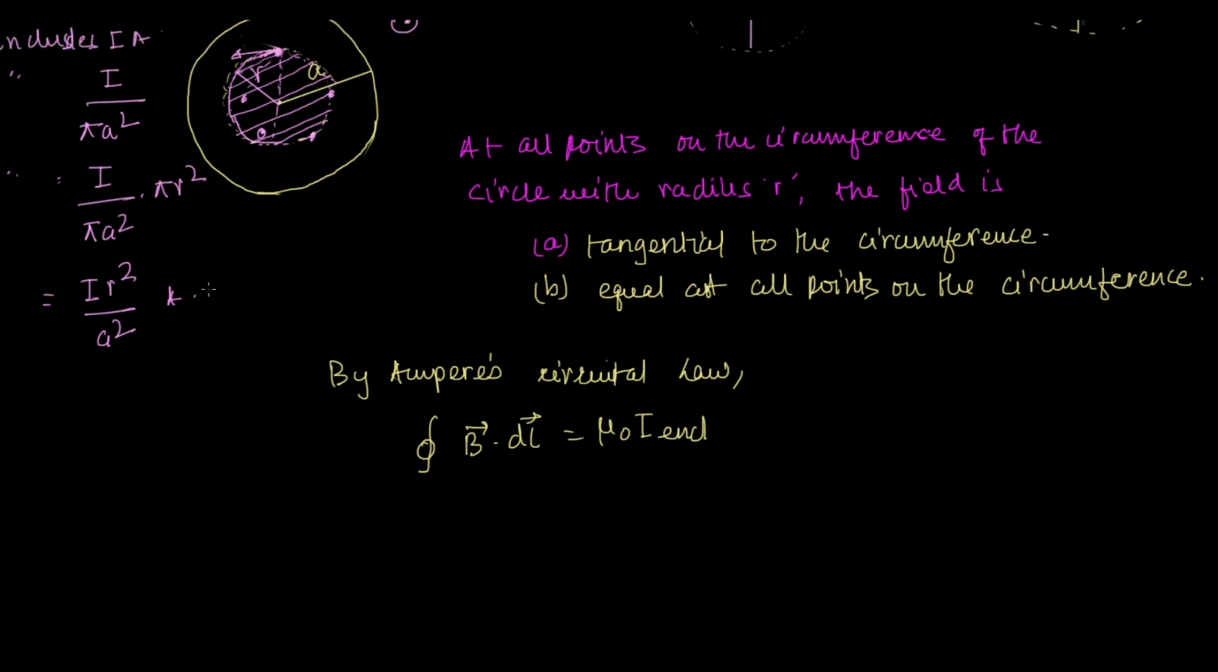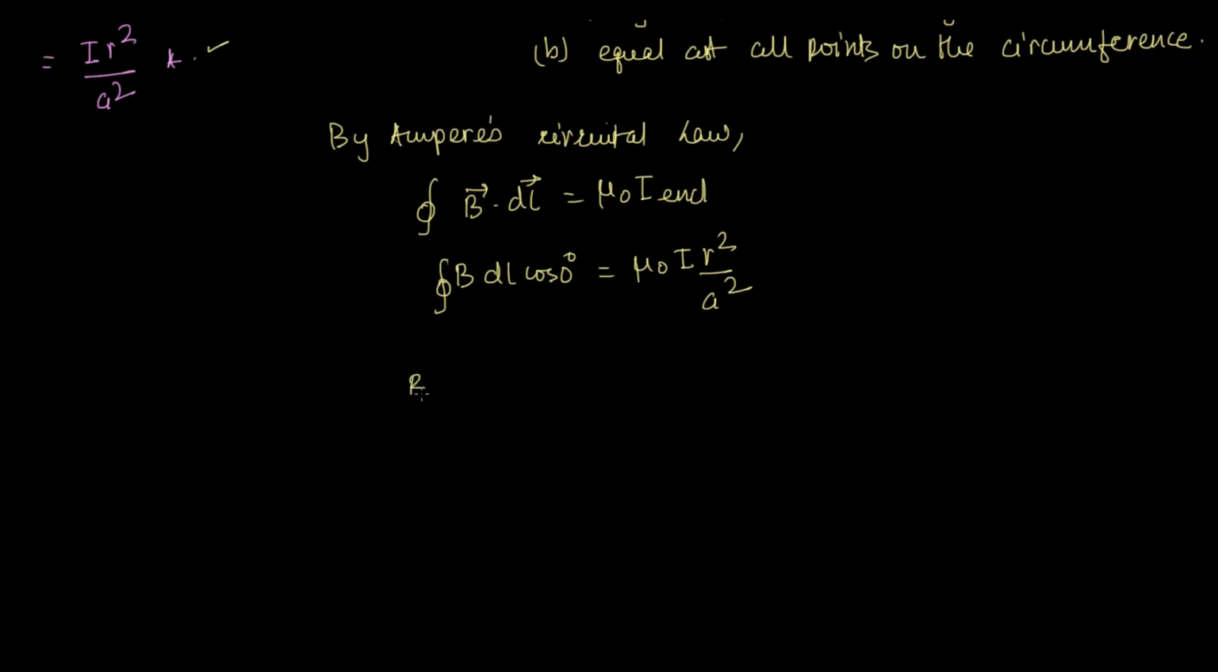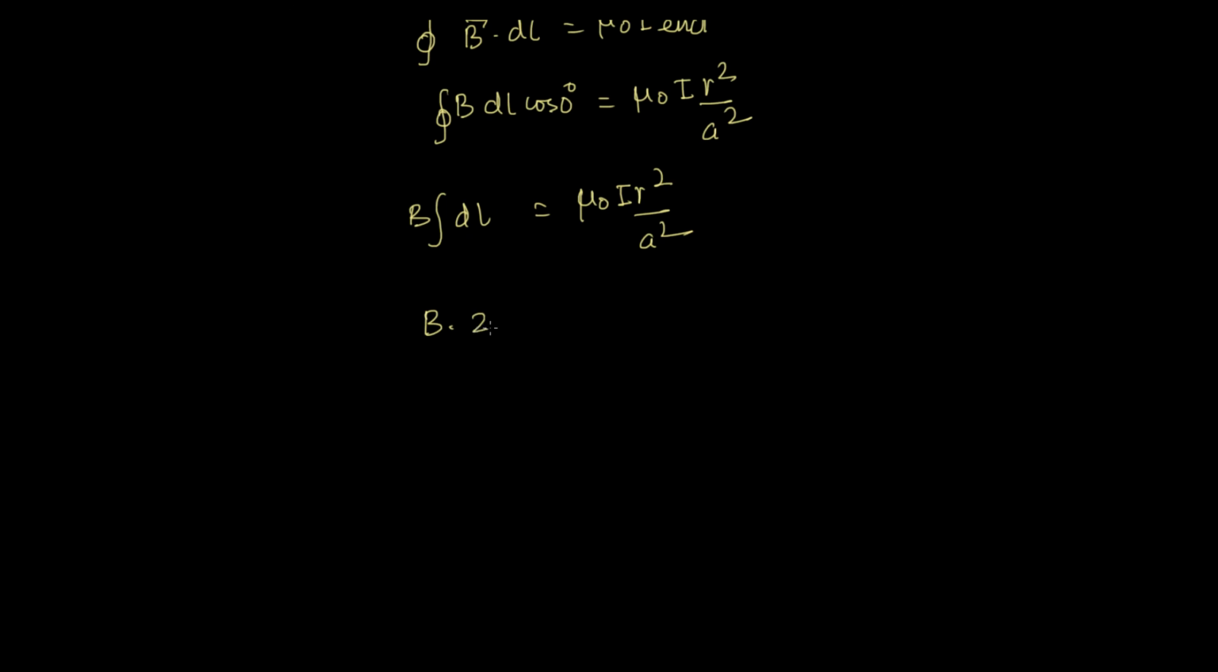Now what is the enclosed current? This we have found out to be this. B is a constant. So B into dl, and dl and B are always at an angle of 0 degrees, so they point in the same direction. That is mu naught into I into R square upon A square. Now B being a constant can come out of the integral, so I am left with the integral of dl. Cos 0 is 1, so that is mu naught I R square upon A square, and this becomes 2 pi R. So B is equal to mu naught into I R square upon 2 pi R into A square.